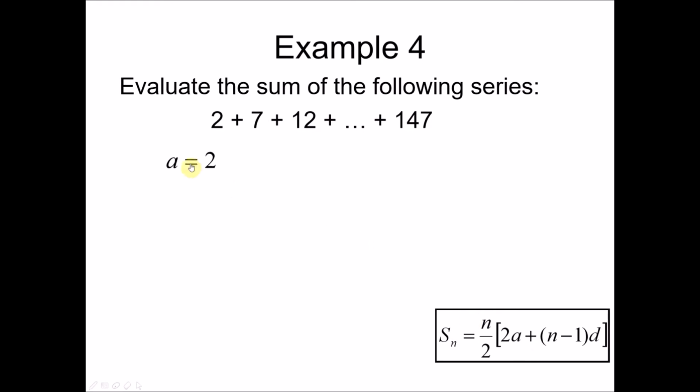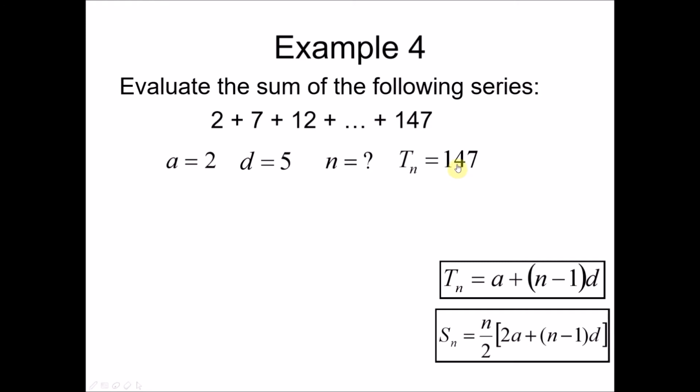We find the value of a, the first term, 2. The common difference is 5, 7 minus 2 is 5. Again, we don't know how many terms there are in between unless we list out all of them. If we don't want to list out all the terms, we need to use the last term to help us identify the value of n. So what is the value of n? We find the last term. We use the last term Tn equals 147.